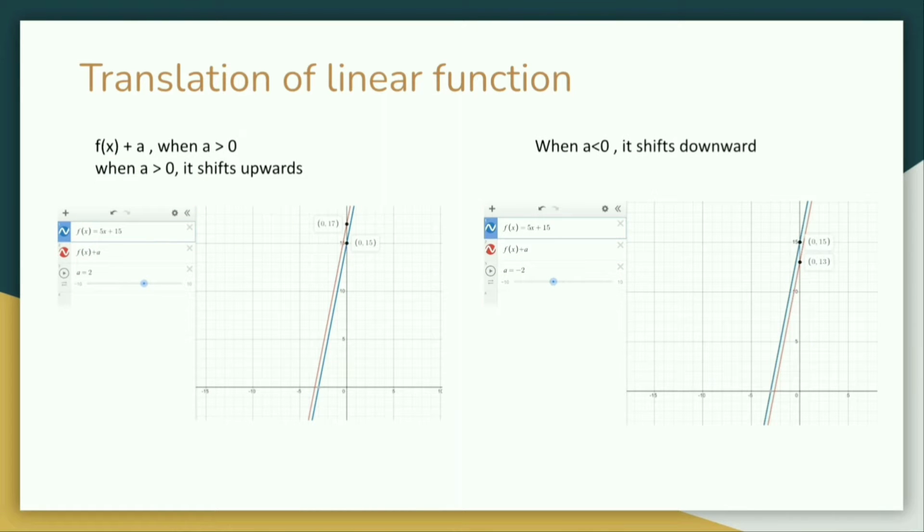Translation of linear function. For f(x) plus a, when a is bigger than 0, it shifts upwards. As we can see from the first diagram, initially the blue line f(x) equals 5x plus 15, and the y-intercept is 0, 15. When a equals 2, the line shifts 2 units upwards and the y-intercept now becomes 0, 17. When a is smaller than 0, it shifts downwards. As we can see from the second diagram, the blue line that represents 5x plus 15 has its y-intercept at 0, 15. When a equals negative 2, it shifts 2 units downward and the y-intercept now becomes 0, 13 on the red line.